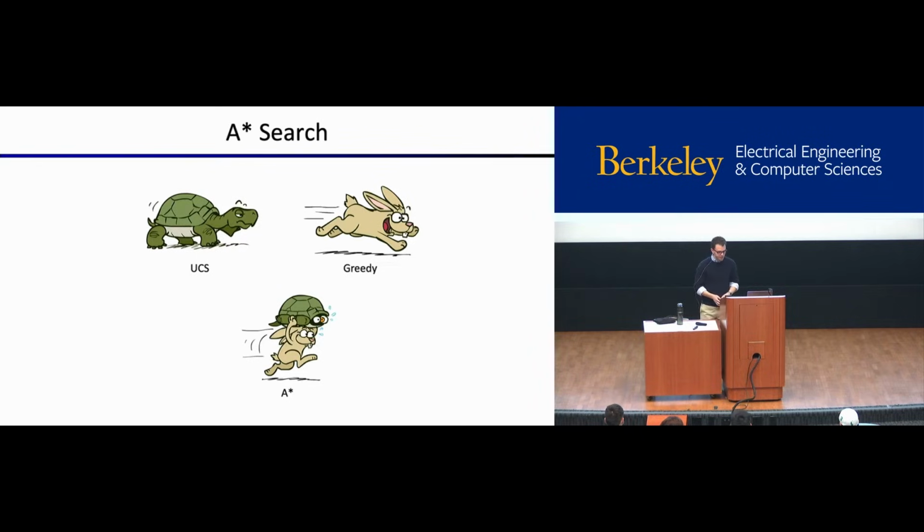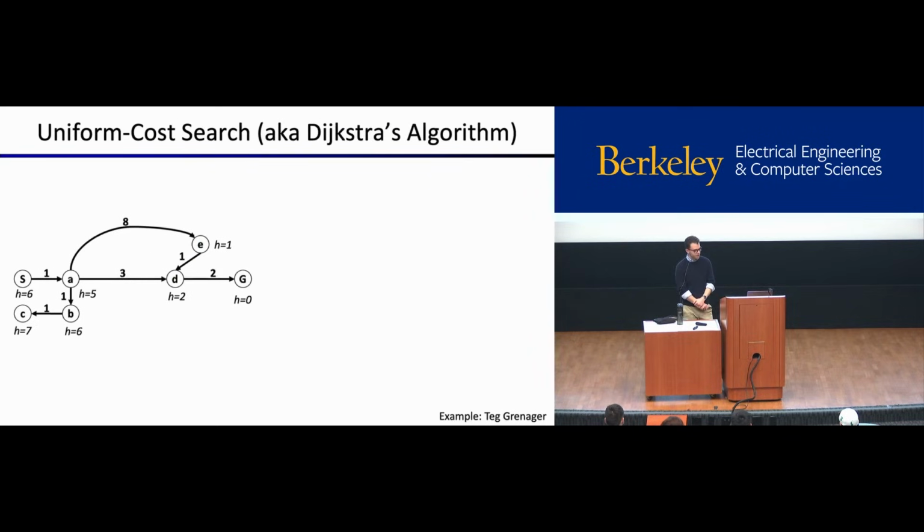So that's the basic idea with A-star search. Okay. So let's just recap from last time. Uniform cost search first, which is also sometimes called Dijkstra's algorithm. I can't remember if we mentioned that last time. So if you've heard of Dijkstra's algorithm before, that's Dijkstra. It's just uniform cost search.